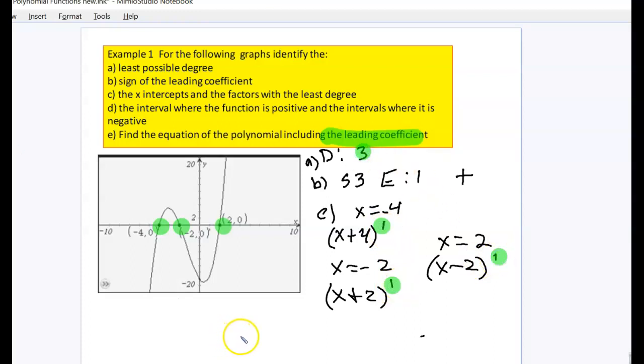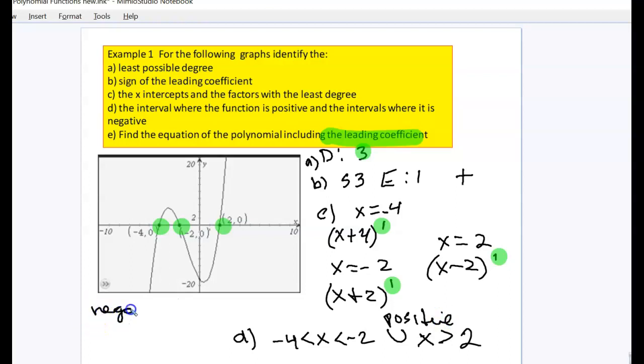Question D says intervals where the graph is negative and intervals where it's positive. Well, where it's positive is where it's above the x-axis. So from -4 all the way to -2, it is above the x-axis, and the union when x is greater than 2. So that's where the function is positive. For D, the function is negative when the graph is below the x-axis, and that goes from -2 all the way up to 2.